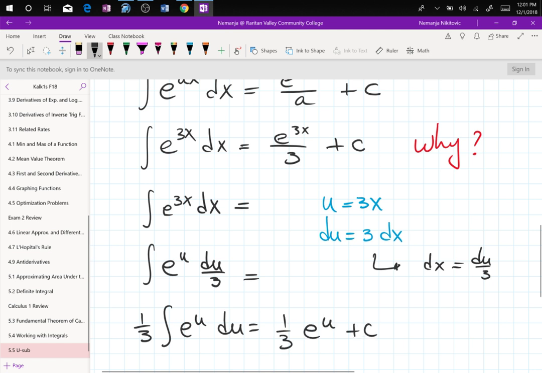The integral of e to the x is e to the x plus c. So the integral of e to the u is itself e to the u plus c. I don't care about u, I care about the x, so there we go. Plus c, and we have our solution.